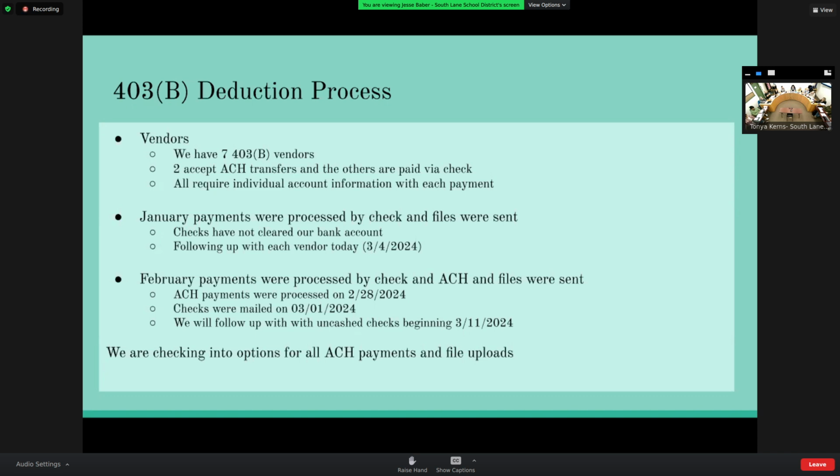February payments were processed by check and ACH files were sent. The ACH files were processed on February 28th, that was Wednesday, and that was to our 2 vendors who accept ACH payments. All other checks were mailed on March 1st, which was Friday. We will follow up with all uncashed checks beginning on Monday, March 11th. We're also checking into options for the other 5 403B vendors if they will accept ACH payments, which we believe will expedite the process of having payments posted to employee accounts.